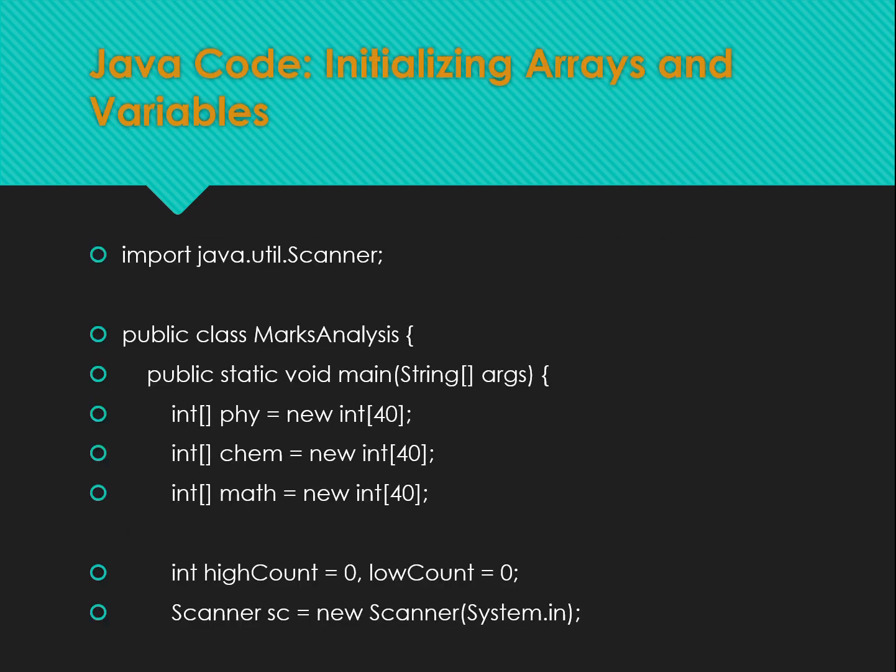We start the program by importing the scanner class for input. Then we declare 3 integer arrays, each of size 40, to store marks of physics, chemistry, and maths respectively. We also initialize 2 counters, high count and low count, to store how many students fall in each category.